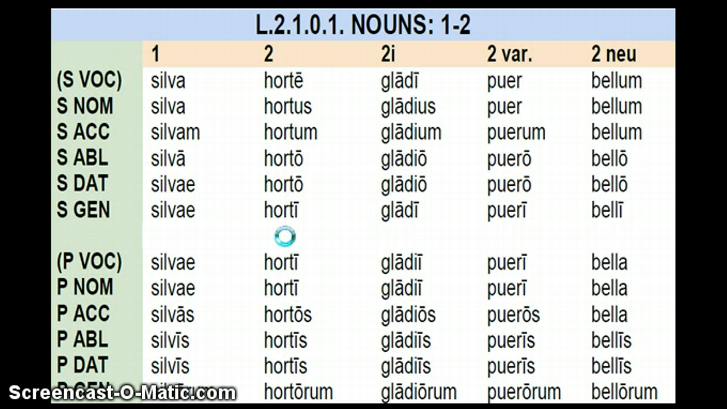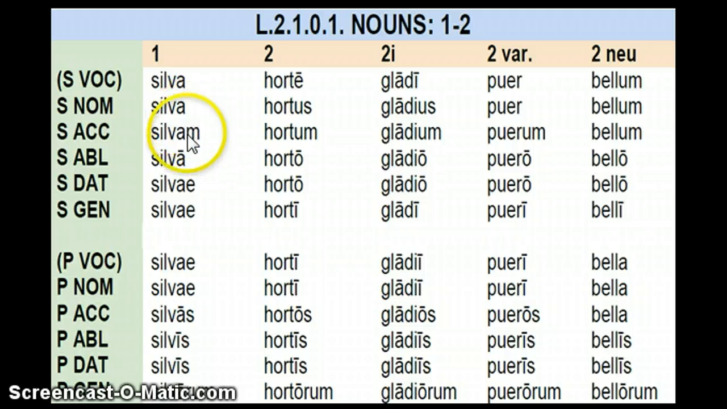First off, we have the nouns that we've seen already, the complete first, second, and second neuter declensions. We've added the vocative, and notice with the vocative it looks just the same as the nominative, except for the second declension singular. So therefore, you have the long E, you have the long I for the I stem, and then for puer, it looks just like, well, puer. The rest of them are common.